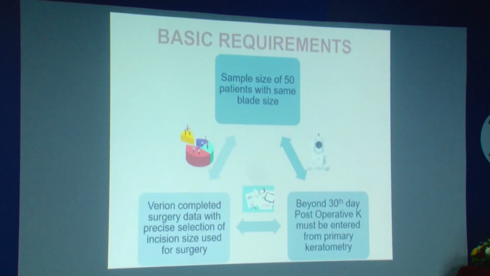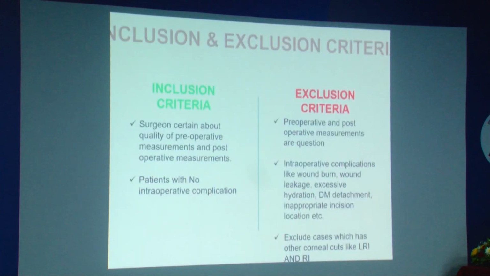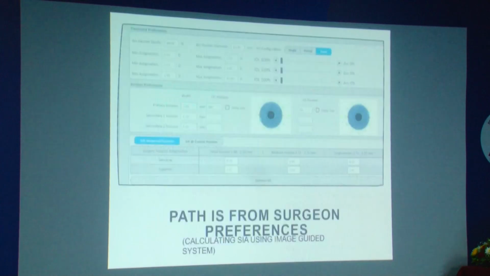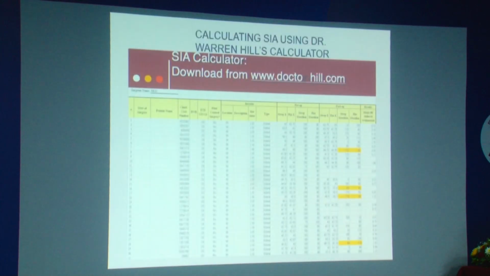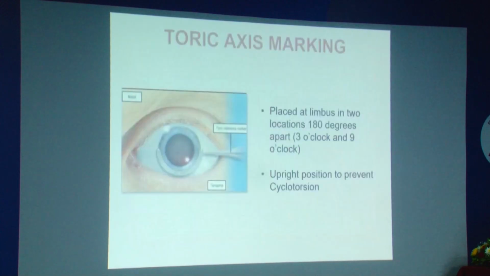Now, the basic requirement is just a sample size of about 30 to 50 cases. You can either do it on a Varion. Again, very important that the pre-operative and the post-operative keratometry should be measured on the same instrument so that there is no error in calculating the SIA. So you can either do it on a Varion, or you can do it by sending all this data to Dr. Warren Hill's website, where it automatically calculates your SIA, and this can be used for all your future calculations.